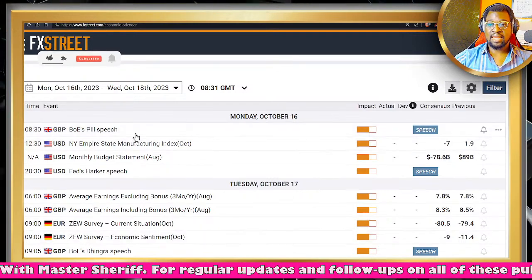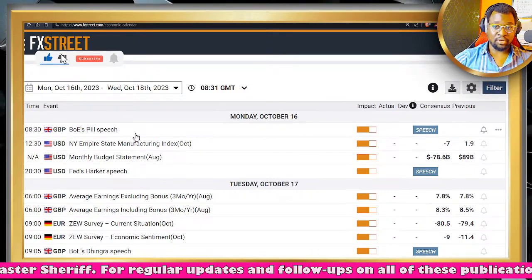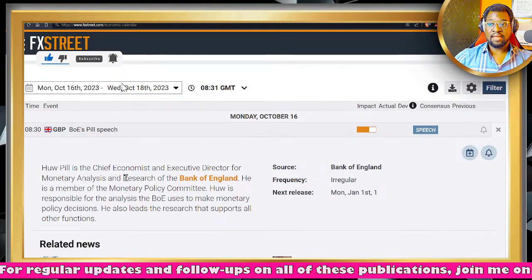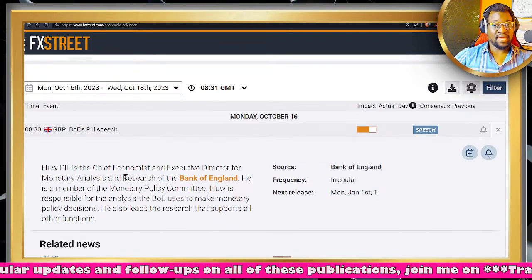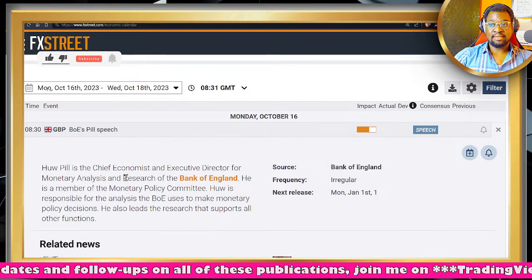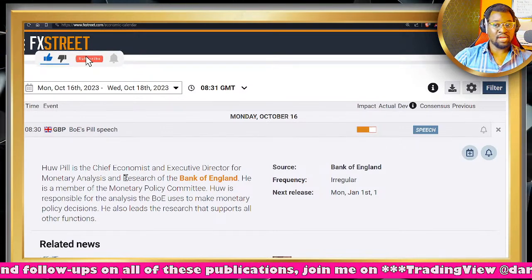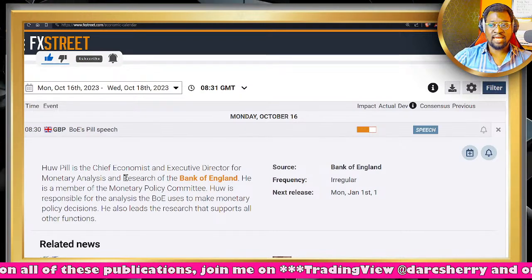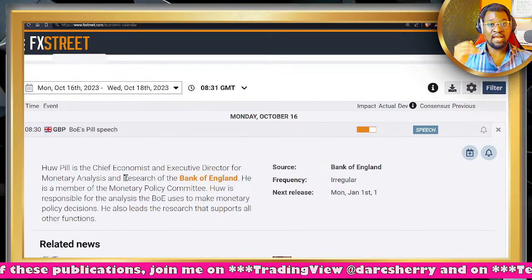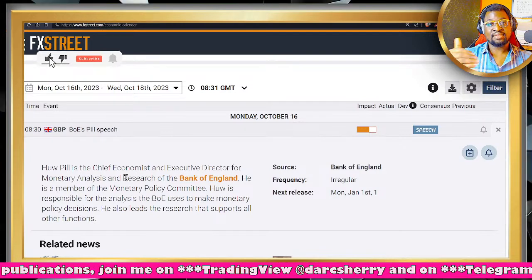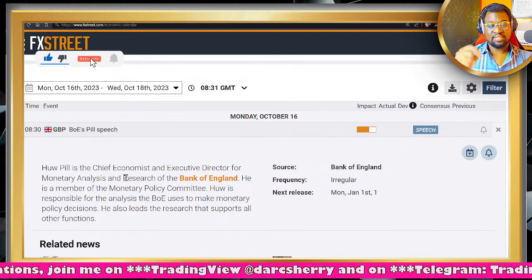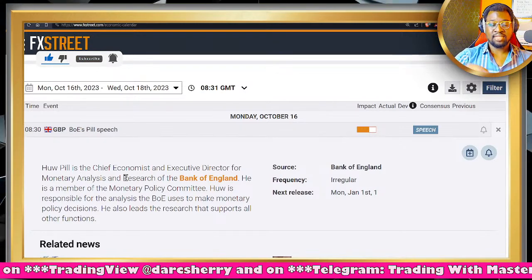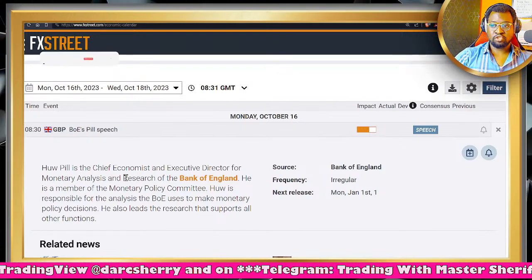Now the first one here came in about an hour ago. That is the speech from the Bank of England's Peel, who is the Executive Director for Monetary Analysis and Research of the Bank of England. So he had a speech about an hour ago, though I'm yet to have a highlight into what he said in that meeting. But before the end of today, I should be able to get something, and I will be doing a report as I share our preparations for tomorrow.